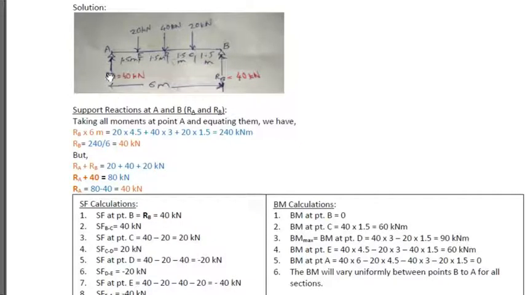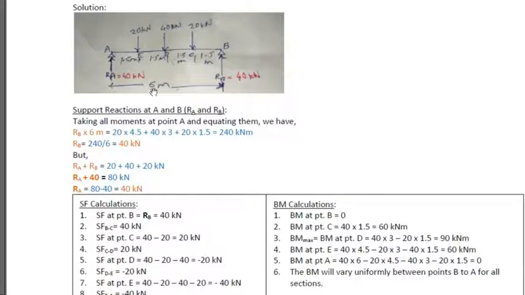Now we have also shown the reactions at the supports as RA and RB. And the distance between the two supports is 6 meters. So this is our span. So now the first step of the solution is to find the reactions RA and RB.